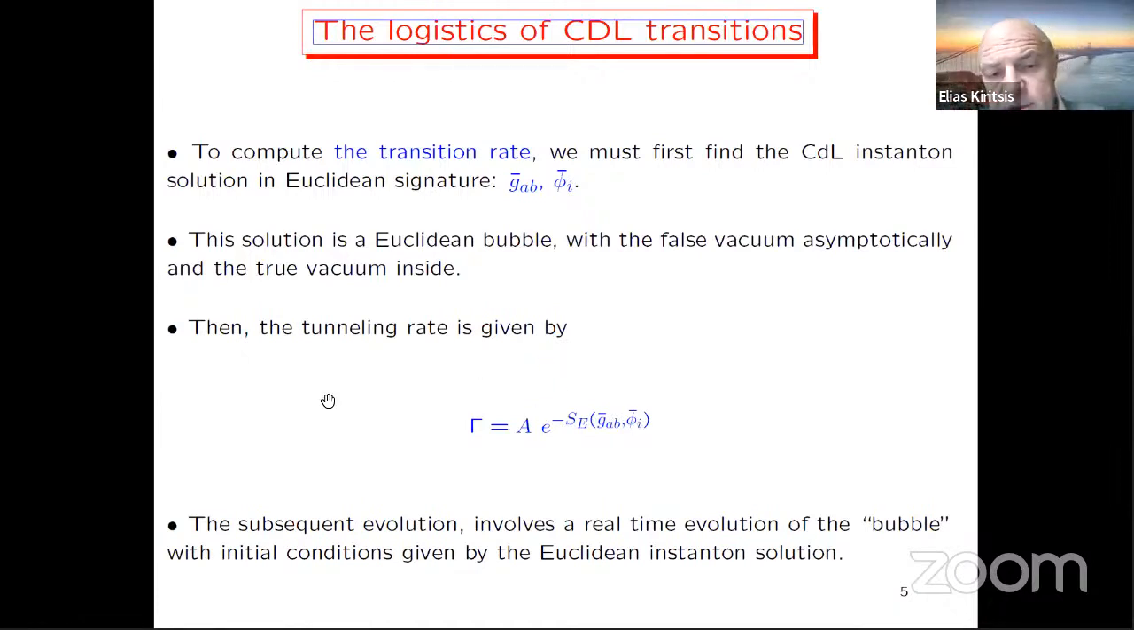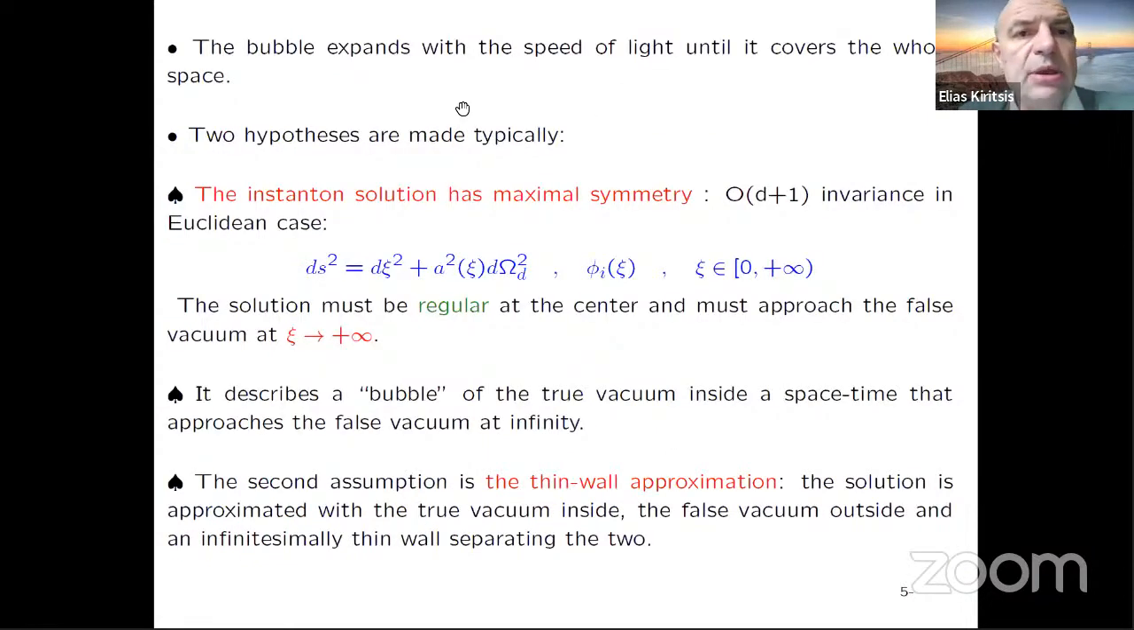And after the transition happens, the subsequent evolution involves a real-time evolution of the bubble with initial conditions which are given by the Euclidean instanton solution. So what happens in the real-time evolution is that the bubble expands with the speed of light until it covers the whole space.